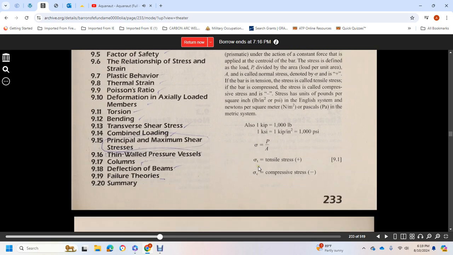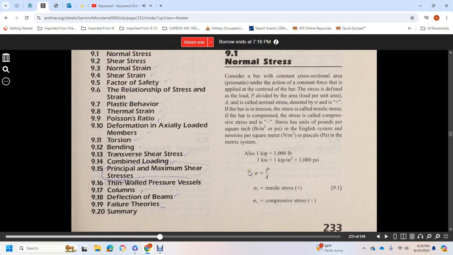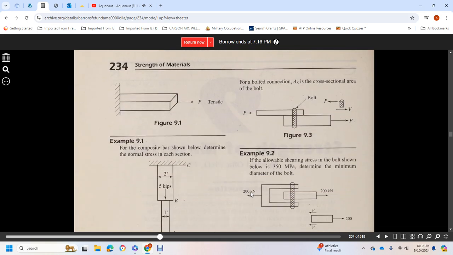So normal stress is defined as load over area. Tensile stress is positive, compressive stress is negative.